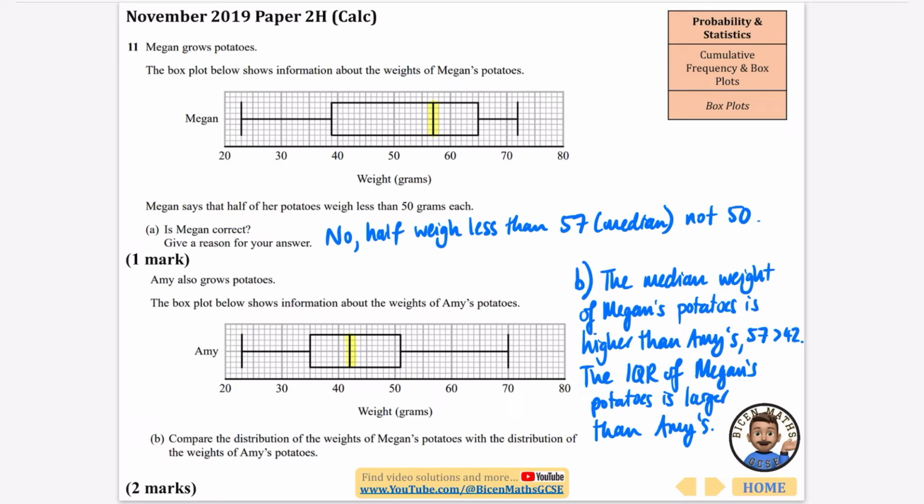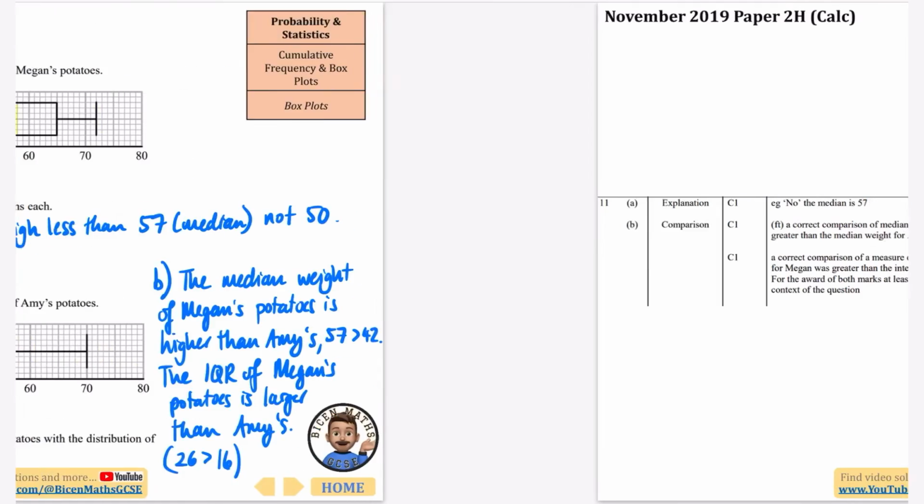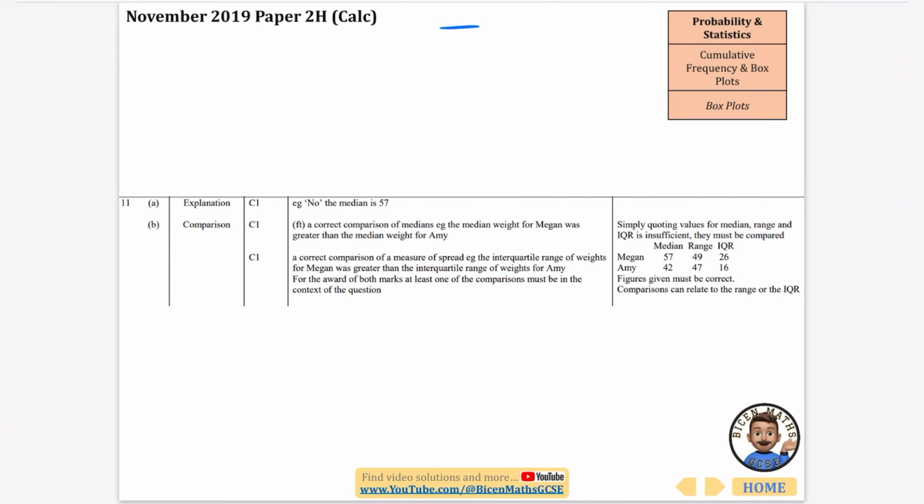So what's that? That's 15, 25, 26, because 26 is greater than, if we look down here, it's going from 35, 15 is greater than 16, 26 is greater than 16, but I don't think we need to have those numbers. We'll see what it says though. So we'll see the first part. Yeah, no, the median is 57, and they have actually got some numbers here. Let's just double check and see if we need to include them.